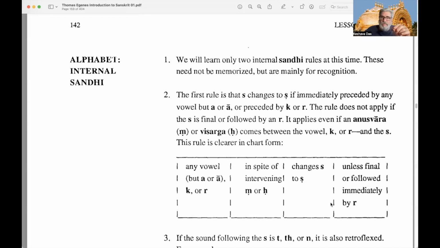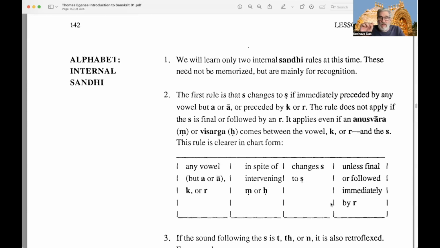The first rule is that this dental S, which has got no accent on it, changes to cerebral S, the S with the dot under it, right? The dental S, which is pronounced sa, becomes sha, the cerebral S, if immediately preceded by any vowel except short A and long A, or preceded by K or R, which is called repha in Sanskrit, right? The letters K or R. The rule does not apply if the dental S is final, in other words, if it comes at the end of the word, or followed by an R inside the word.